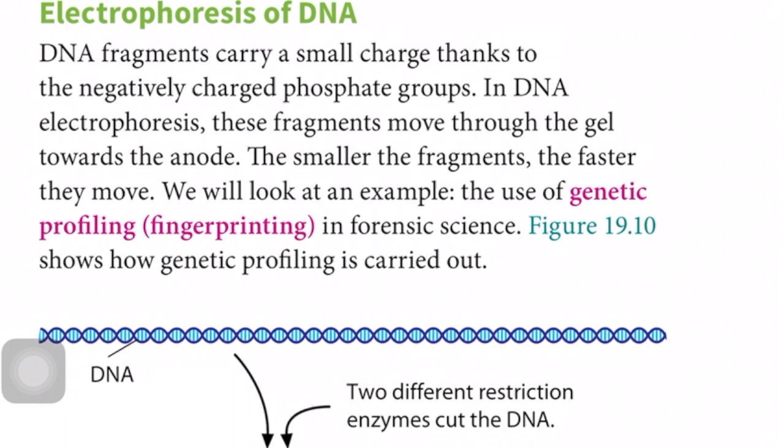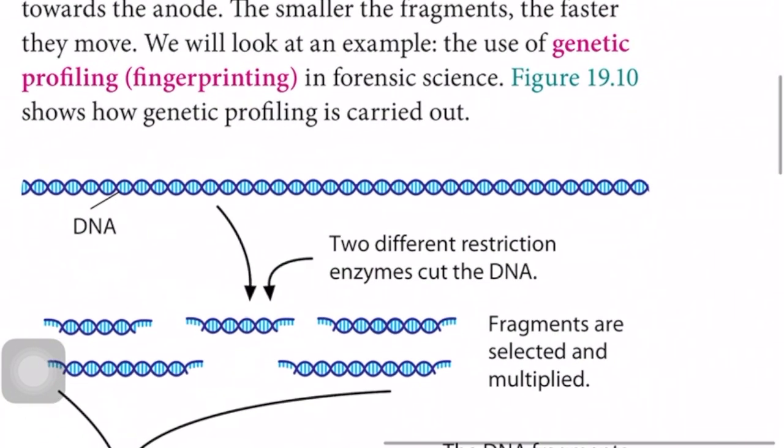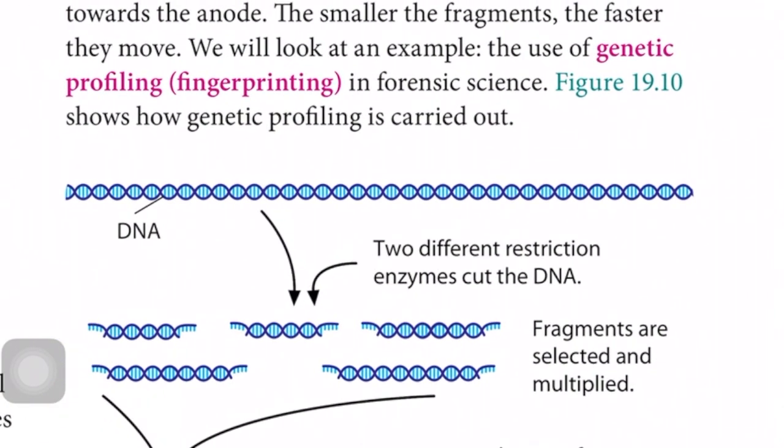Figure 19.10 shows how genetic profiling is carried out. Here you can see that this is a long strand of DNA. Two different restriction enzymes cut the DNA, or we can use any type or any number of restriction enzymes as we need.